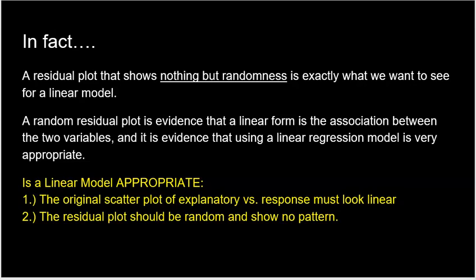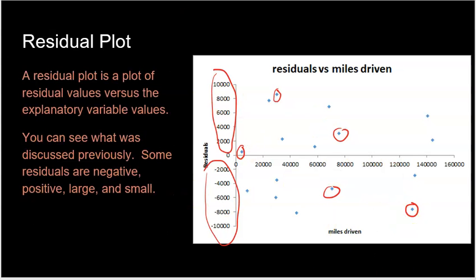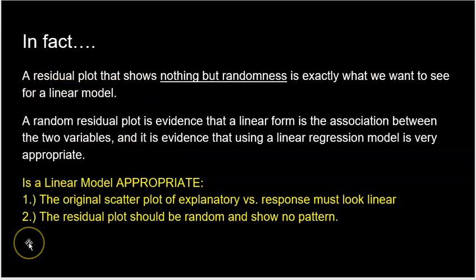Now, an important fact, and I've been slowly trying to get this sunken in, but a really important fact is that a residual plot that shows nothing but randomness is exactly what we want to see. Going back to this residual plot right here, I like the fact that I see a whole bunch of nothing. I like the fact that the dots are all scattered about. There is no pattern. I don't see a line. I don't see a giant curve or parabola. This is a good thing, right? A random residual plot is evidence that a linear form is the association between the two variables. And it is evidence that using a linear regression model is very appropriate.